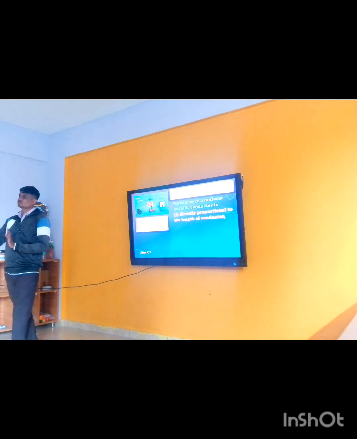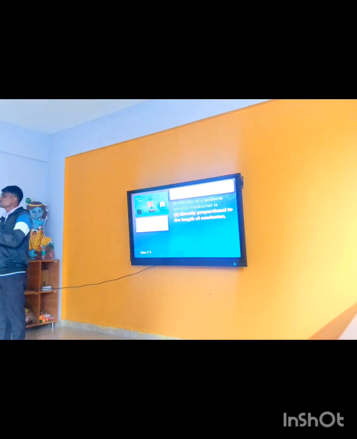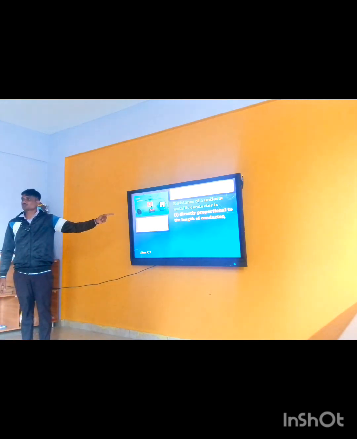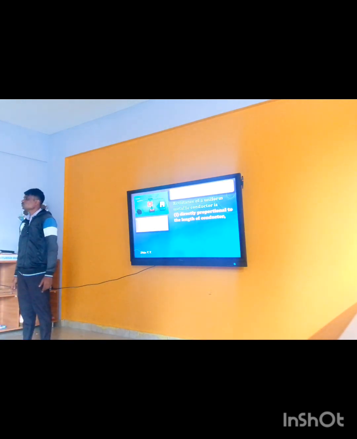Which factors will be deciding the resistance? One is the length of the conductor, which is directly proportional. When the length of the conductor is more, resistance is more. Correct? For example, if the wire length increases, resistance will increase. If the wire length decreases, resistance will decrease.